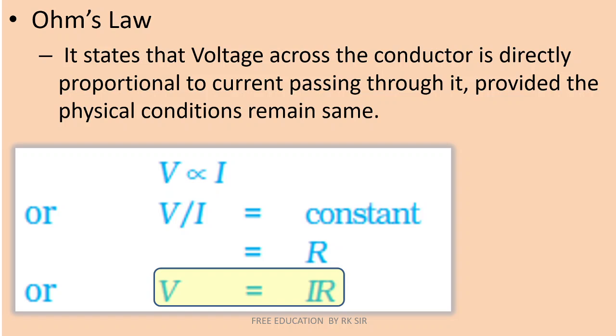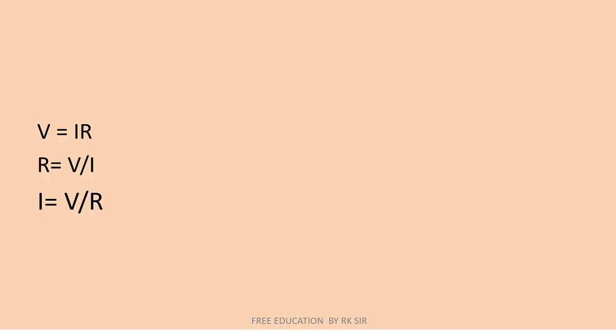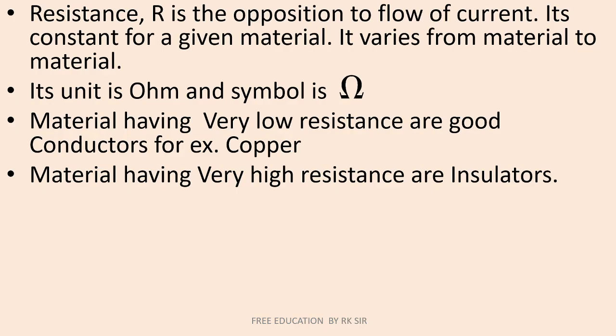So this is known as Ohm's law, and its graph is something like this. As you go on increasing the current, voltage will keep on increasing, right? So this is the graphical representation of that mathematical equation. And these are the three equations which you will have to remember in mind, that V is equal to IR, and from this equation we will get the value of R is equal to simply changing V and I, that is V by I, and I is equal to V by R.